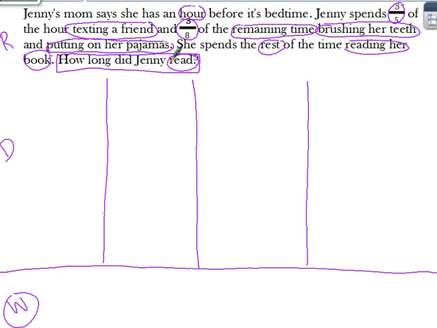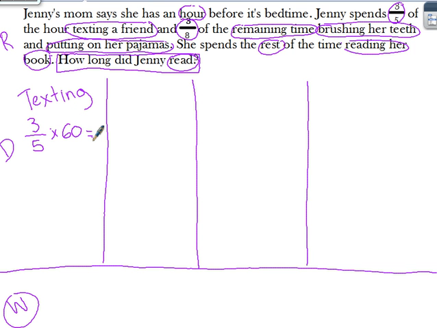If I'm going to figure out how much time she spent doing each of these tasks, I have to start with the first one, which is texting her friend. So I'm going to mark the first box, texting. Jenny spends 3/5 of an hour texting. Since I'm doing parts of an hour, I'm going to convert the hour into minutes. I know that there are 60 minutes in 1 hour, so this is going to be 3/5 of 60.